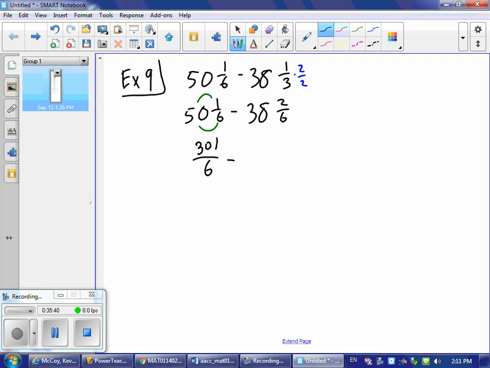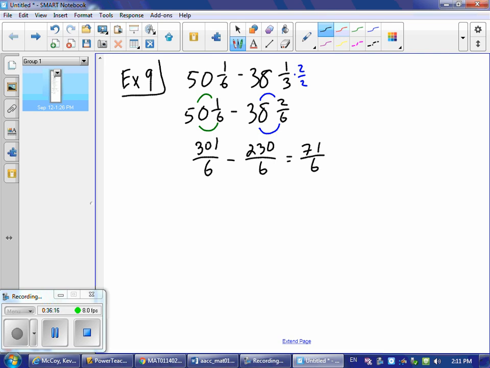The next one's a little bit more challenging. 38 times 6. Okay, let's see if I can do that one in my head here. 38 times 6 is going to be 48, carry the 4, 18, so it should be 228, I believe. So this is 228, and then I add the 2, it should be 230 over 6. I really hope I did that right. The subtraction actually won't be that difficult. 301 minus 230 is 71 over 6.